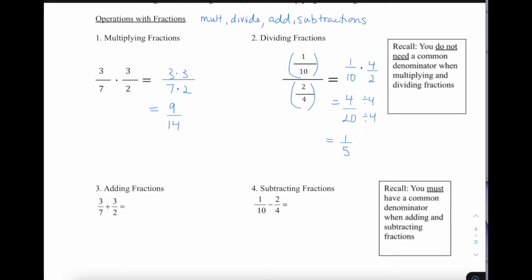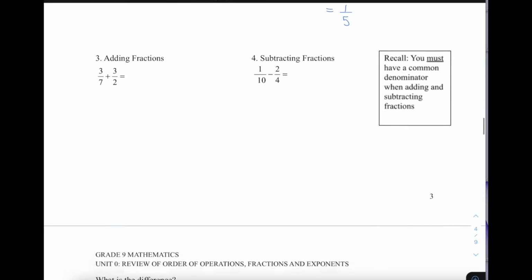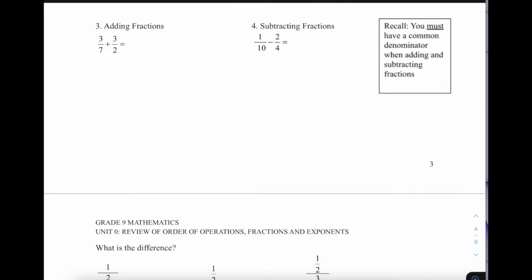In the case of adding fractions and subtracting fractions, I can only do that when I have a common denominator. So if you recall, finding a common denominator means I need a number that can divide evenly by both denominators in the fractions being added. So in the case of 7 and 2, my LCD, my lowest common denominator, is going to be 14 because 14 divides evenly by 7, and 14 also divides evenly by 2.